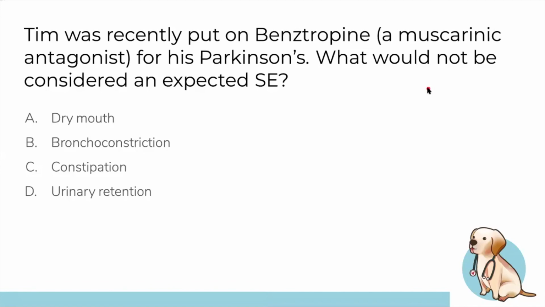Okay, Tim was recently put on benztropine, which is a muscarinic antagonist, for his Parkinson's. What would not be considered an expected side effect? So think about what a muscarinic antagonist does. Are you expecting sympathetic or parasympathetic effects? Bronchoconstriction, really good. That's just because you're expecting an SNS response. Oh wait, no. You're expecting a sympathetic response, so you'd expect bronchodilation, sorry.